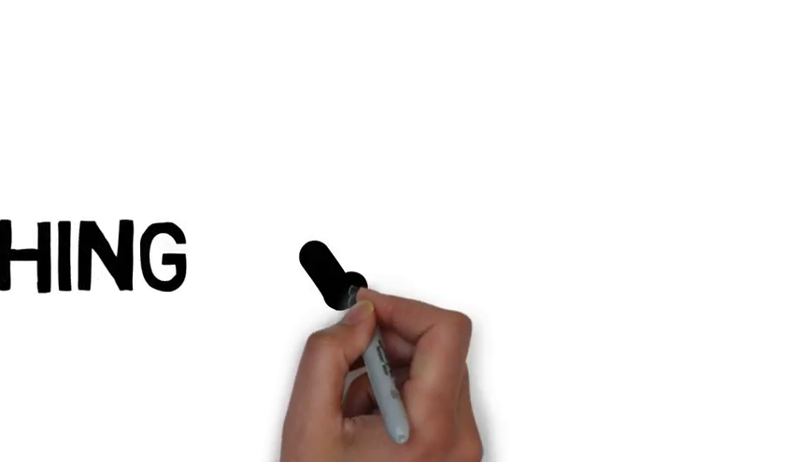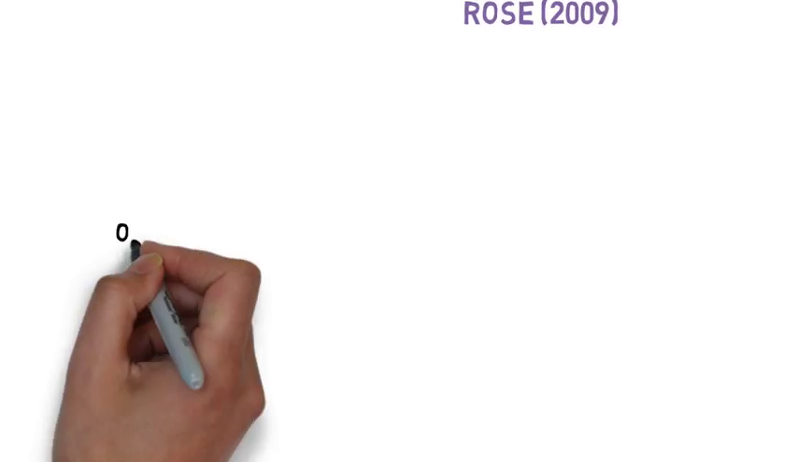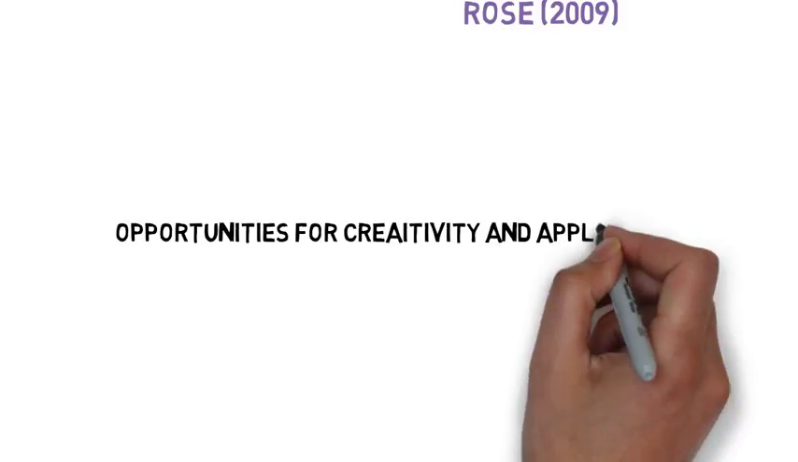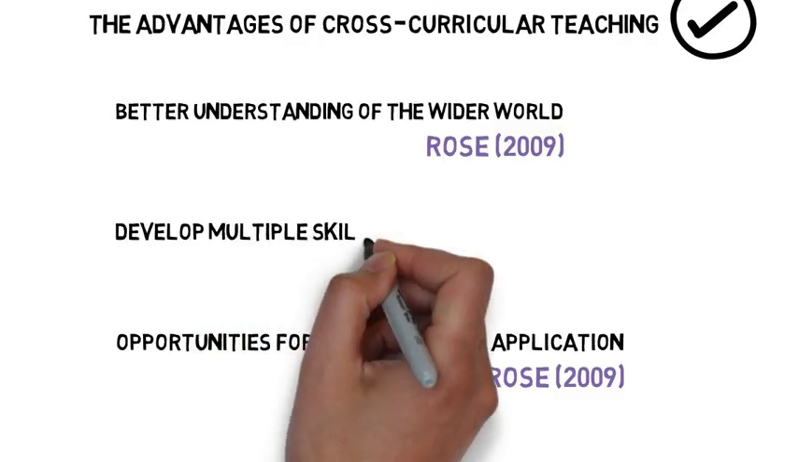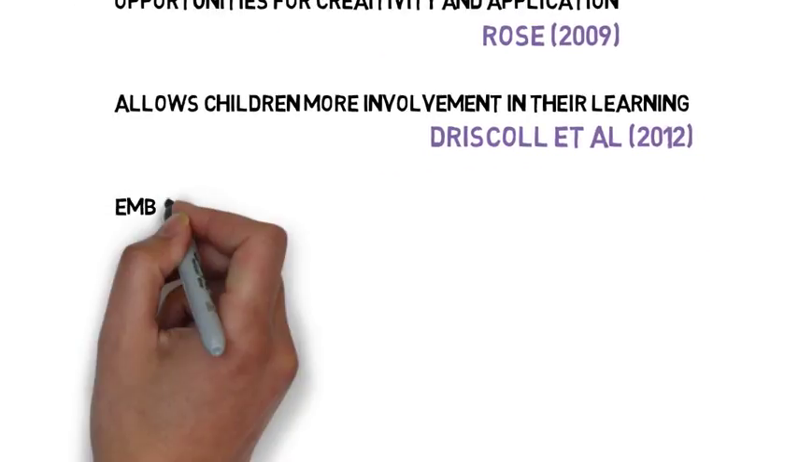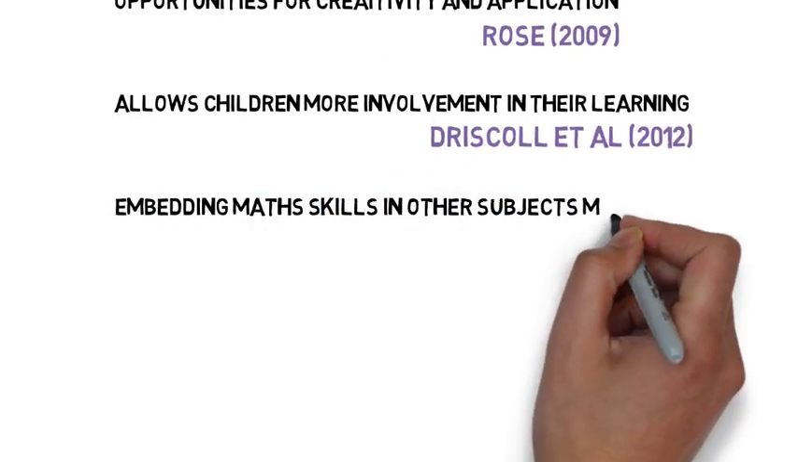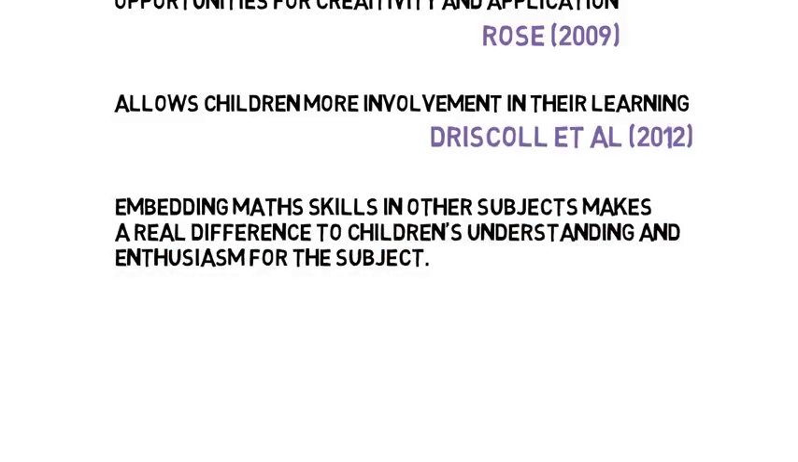There are many advantages to cross-curricular teaching, which is supported by the work of Rose 2009, who stated that children would have a better understanding of the world. Rose also mentioned that it allows more opportunities for creativity and application in the classroom. Following on from this, Claxton 2002 suggested that a cross-curricular approach will develop skills to support future careers. Driscoll et al. 2011 also explains that children would have more involvement in their learning. And finally, Hiscock 2012 mentioned that embedding maths skills, particularly in other subjects, makes a real difference to children's understanding and enthusiasm for the subject.